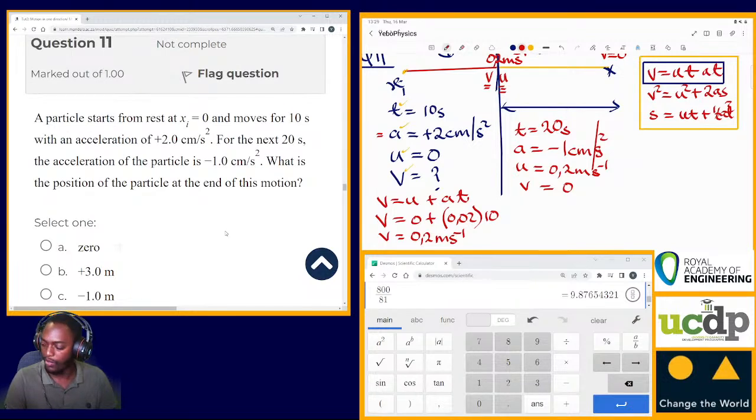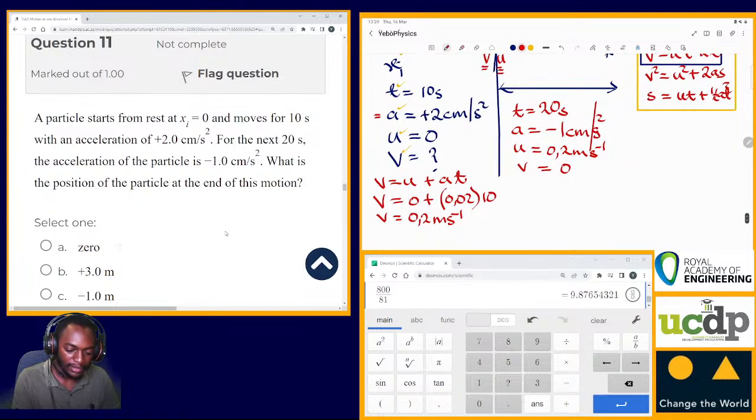v squared is equal to u squared plus 2as. We can use that equation. I think that can work. v squared is equal to u squared plus 2as.